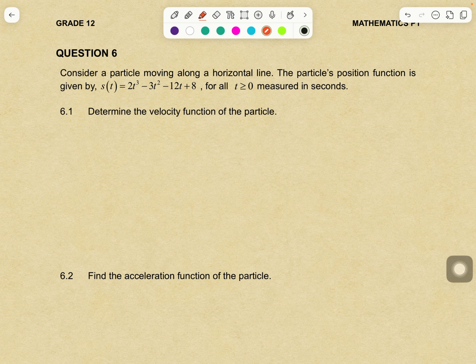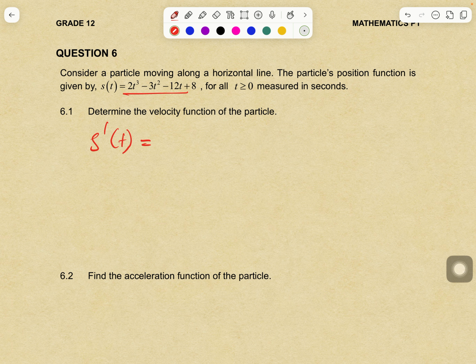Now, the next question. They say consider a moving particle along a horizontal line. The particle's position function is given by this one. That is given, it's a cubic function right there. They say t is measured in seconds. Let's see how we're going to deal with this. They say determine the velocity function of the particle. Remember, velocity means the first derivative or the rate of change. So they want you to find s prime at t. That is the speed, the velocity, or the rate of change.